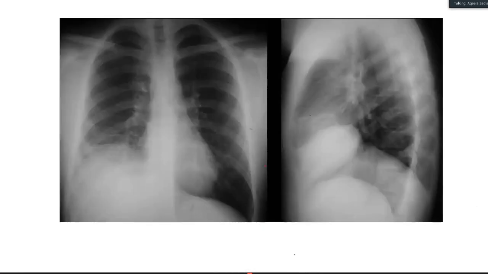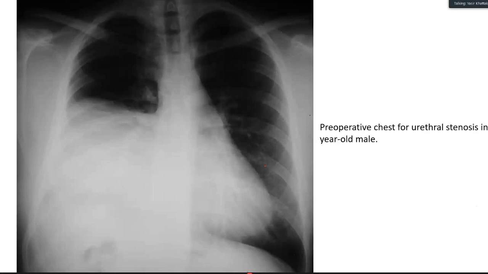Okay, so this is the X-ray of the same patient about 2 years back. This X-ray showed the right hemidiaphragm is raised, with slight blunting of the costophrenic angle. Okay, so the right hemidiaphragm is raised. Now this is after 2 years.